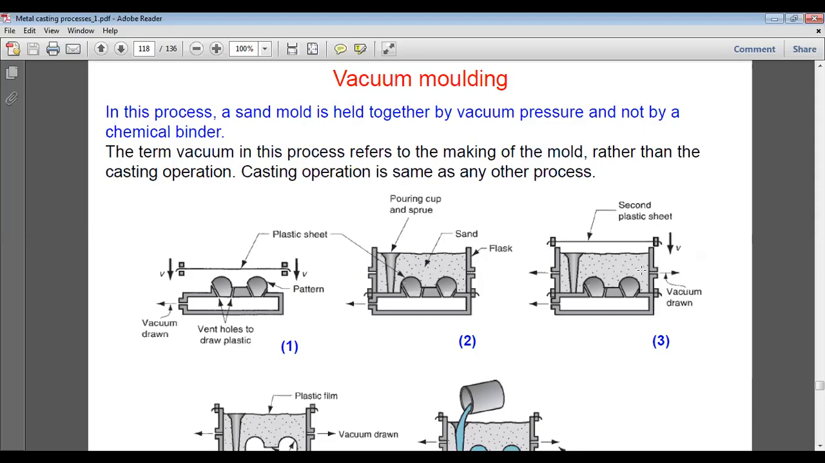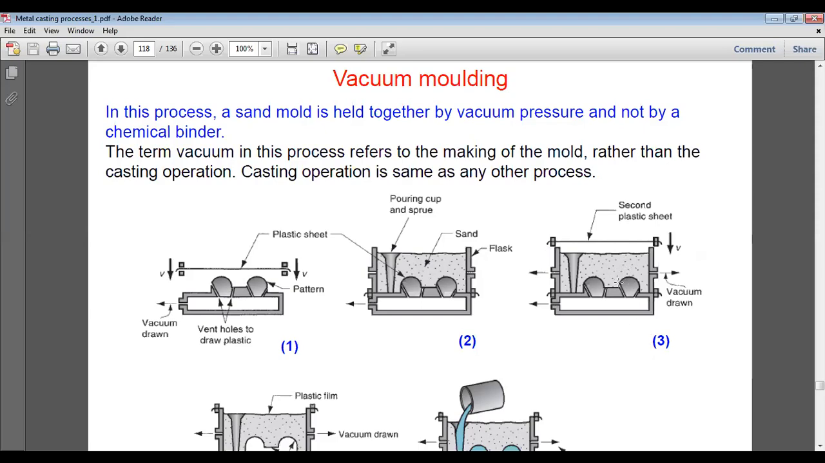So again vacuum pump is applied at this point. So this will again seal, this plastic will seal the whole molding sand, and this way we will have the mold. And once these two are stuck together, in between the molding sand is there.